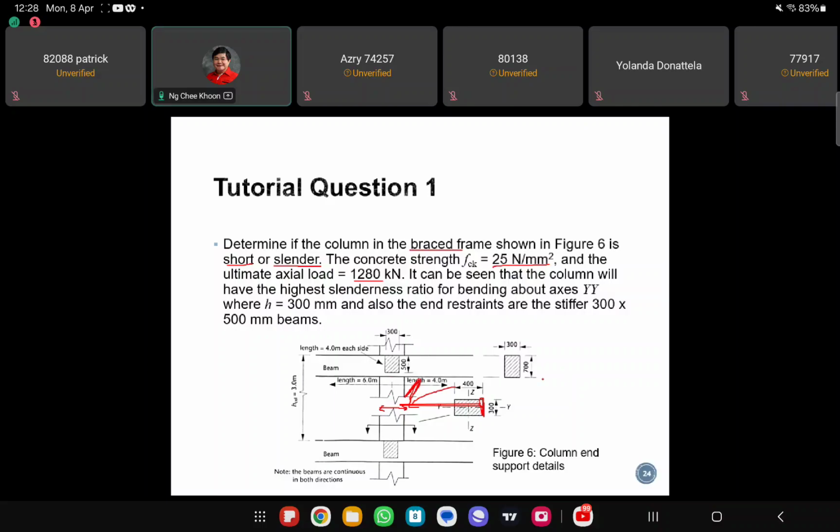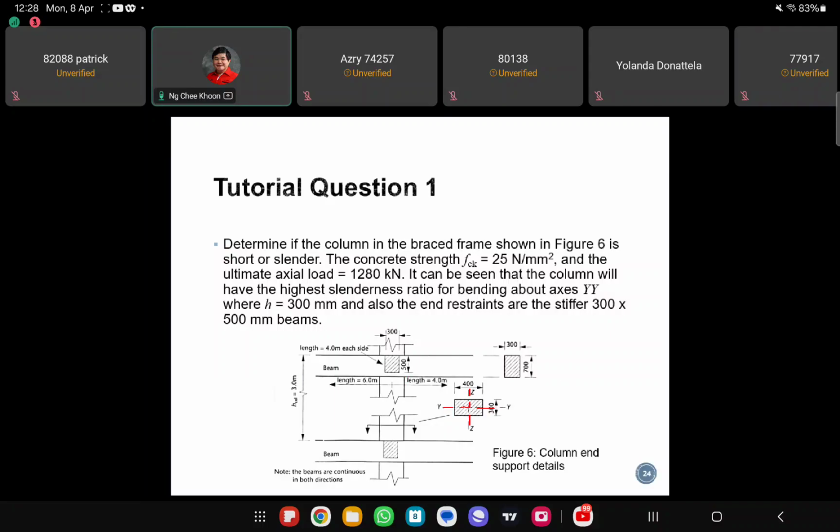So from here, you see that the column y-axis is this, okay? Y-axis normally is the smaller, the weaker axis, right? And then z-axis is normally the stronger axis, because if you calculate Izz, it will be larger than Iyy. So normally z is the stronger axis.